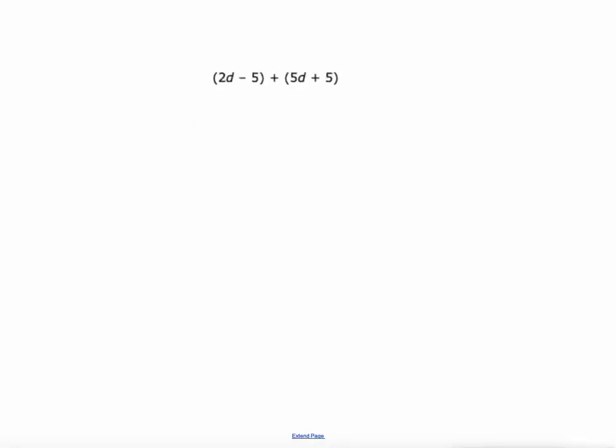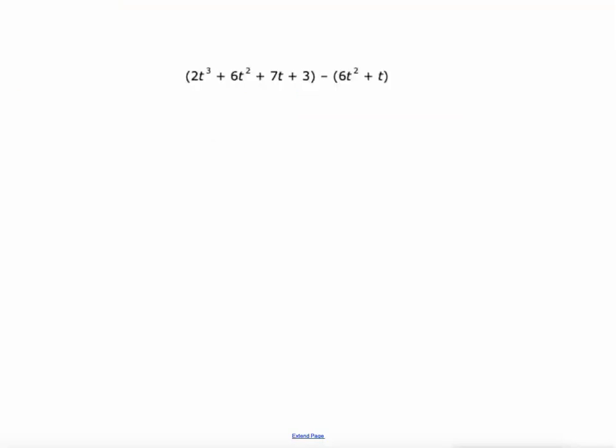So really that step of rearranging them isn't all that necessary. I mean, we can look at this and just go, okay, 2d plus 5d is 7d. And also negative 5 plus 5 is 0. So I could write that plus 0, but I don't think I would include it as part of my answer, because 7d plus 0 is just 7d. So my answer is just going to be 7d.